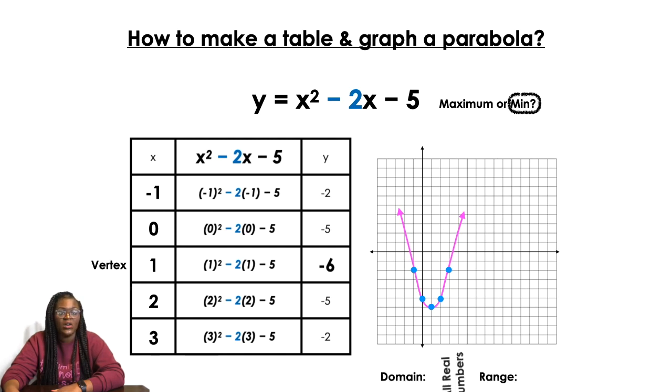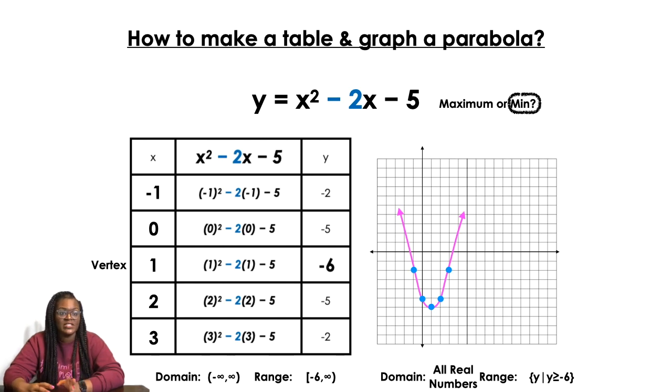Domain, all real numbers, no matter what. Range, y is greater than or equal to negative six. Why is it greater than or equal to? Because it's pointing up. If it was pointing down, it would be less than or equal to. And you always look at the y value of your vertex. Interval notation, negative infinity to positive infinity. Range is gonna be negative six to positive infinity. Because you always wanna go at least to greatest.